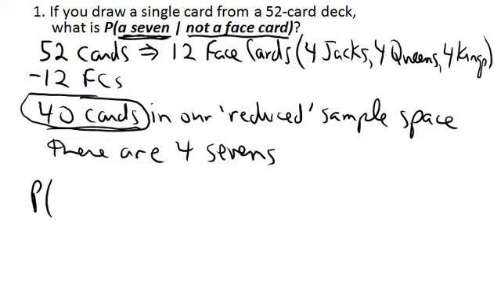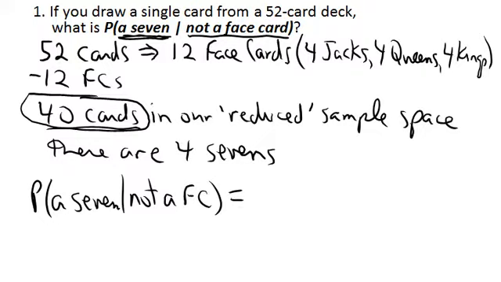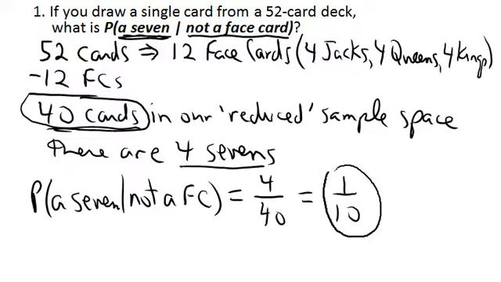So the probability of drawing a 7, given the fact that the card you drew was not a face card, is simply the 4 sevens out of the 40 cards remaining, which of course reduces to 1/10.